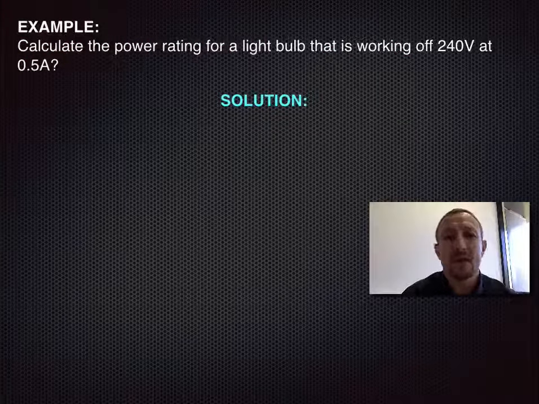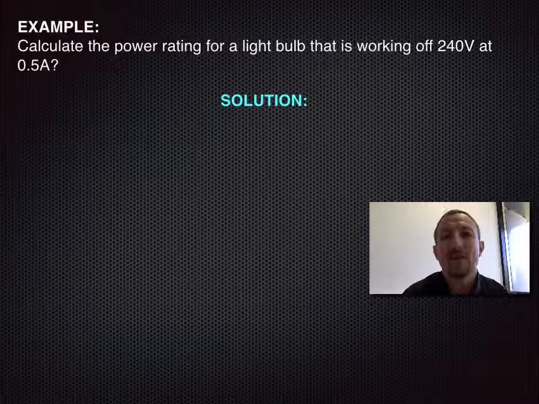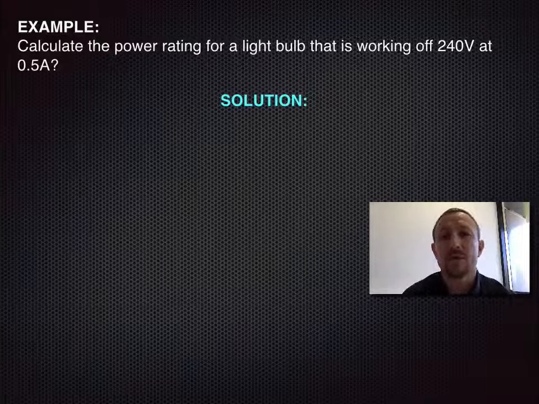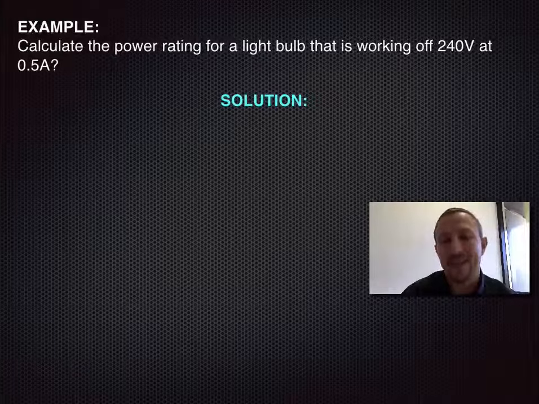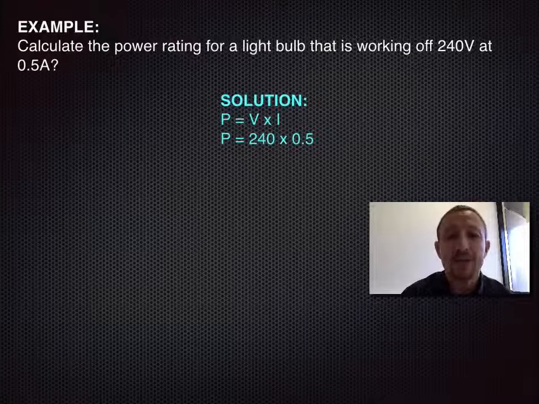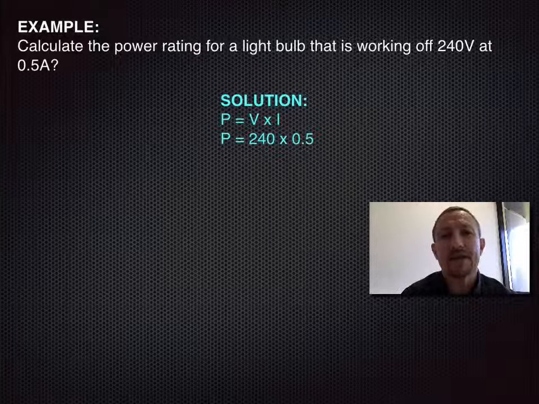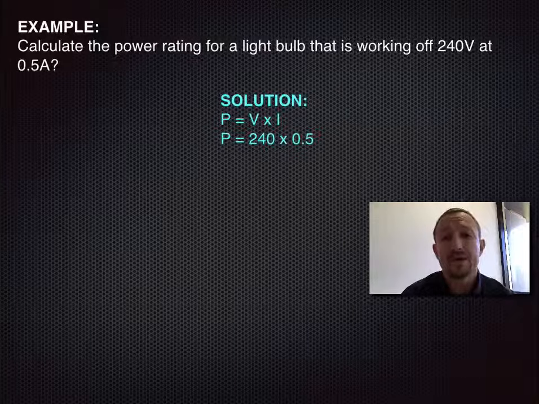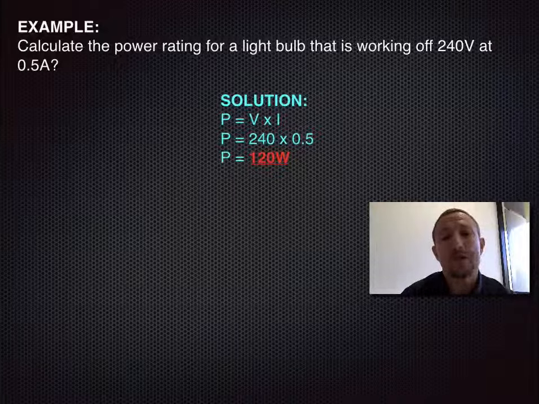So let's look at a quick example. Here I've got an example where I'm going to calculate the power rating for a light bulb that is working off a 240 volt supply and is working at half an amp. So basically I use my formula, P equals V times I. I know that V is 240 volts. I know I is half an amp. So 240 times half an amp gives me 120 watts of light.